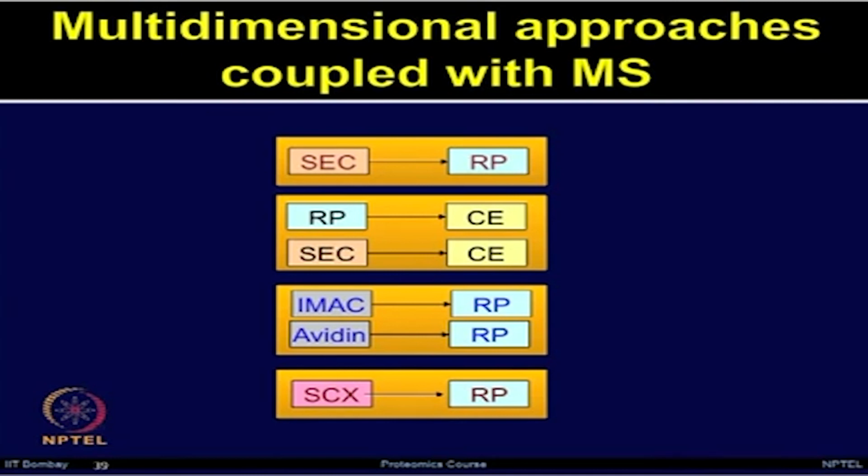We have talked about size exclusion chromatography, which separates proteins based on size or molecular weight, and reverse phase, based on hydrophobicity. Then we have capillary electrophoresis, which separates based on the charge. IMAC is an affinity based interaction, reverse phase again is hydrophobicity, and strong cation exchange is based on the charge. So, these are the different methods which we have discussed. Now, we are looking at how combinations of these can be applied for proteomic investigations.